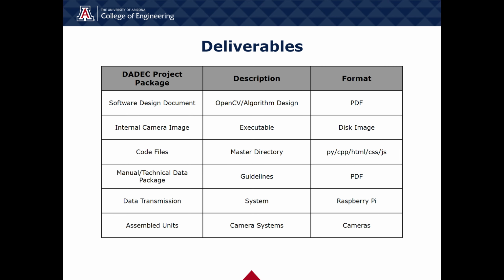Our deliverables consist of 6 main packages: a software design document containing the detection algorithm in an easy-to-read PDF format, code files as a master directory in various coding languages. This is our main code containing not only the algorithm, but the software as well. And more physical things like the technical data package, so the cameras are easy to maintain if damaged or malfunctioning. Lastly, we are delivering a full camera unit.